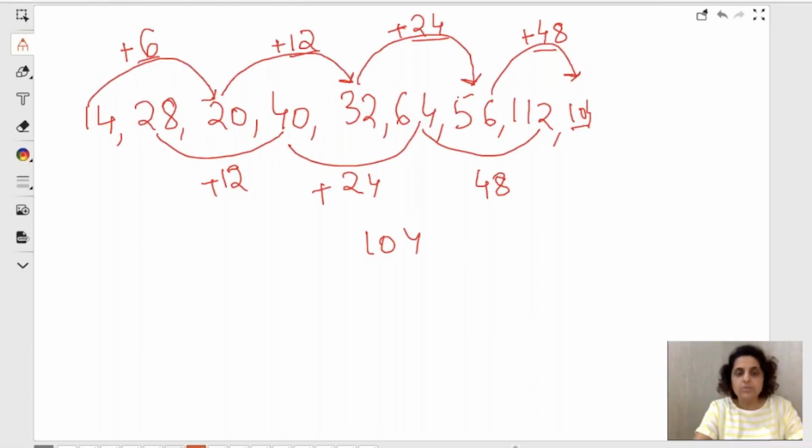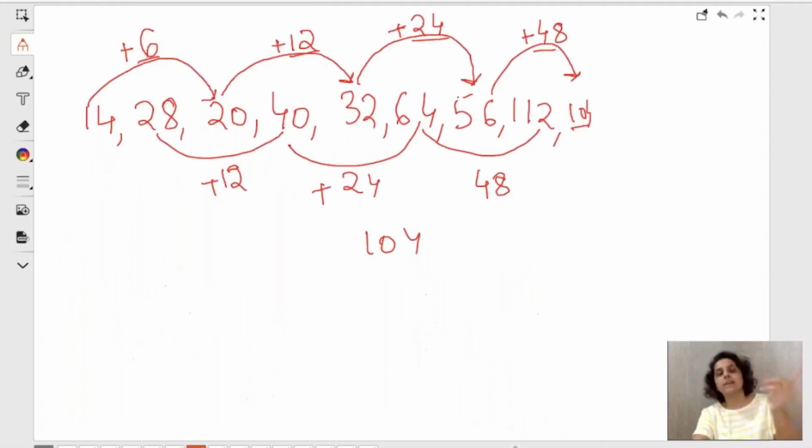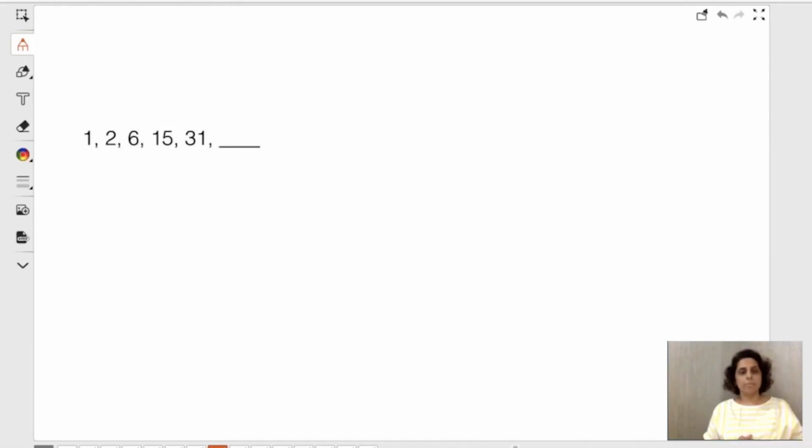Any method can be used. Either we can use this approach by doubling the number first and then subtracting 8 from it, or we can consider it as a combination of two series taken together. Any of the two ways can be used to solve this, whichever you feel is easy. Let's move on to the next sum of number series now.